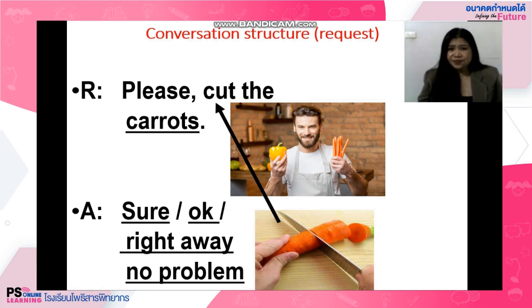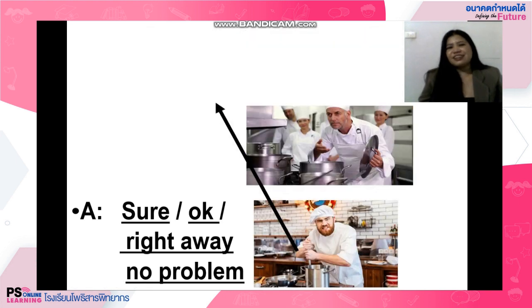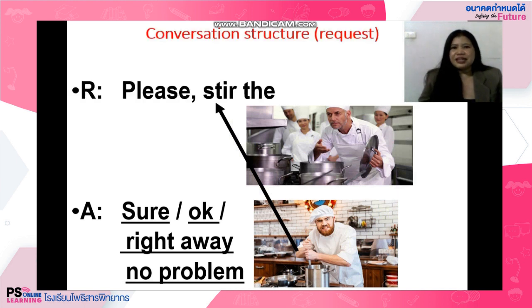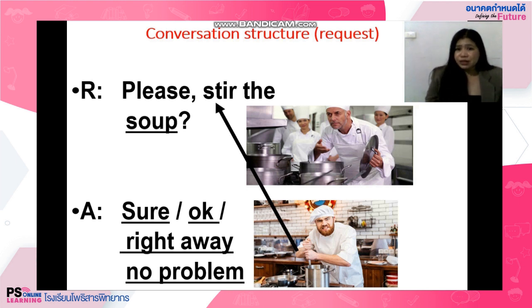Another example. I think you understood this already. Last one example. This one is the same photos from the question and answer, but it's a different way of saying it. Request again, so use please. Look at the action here. What is this? That is stir. Stir what? The soup. So you say, please stir the soup. And the answer, no problem, or right away, or okay, or sure.